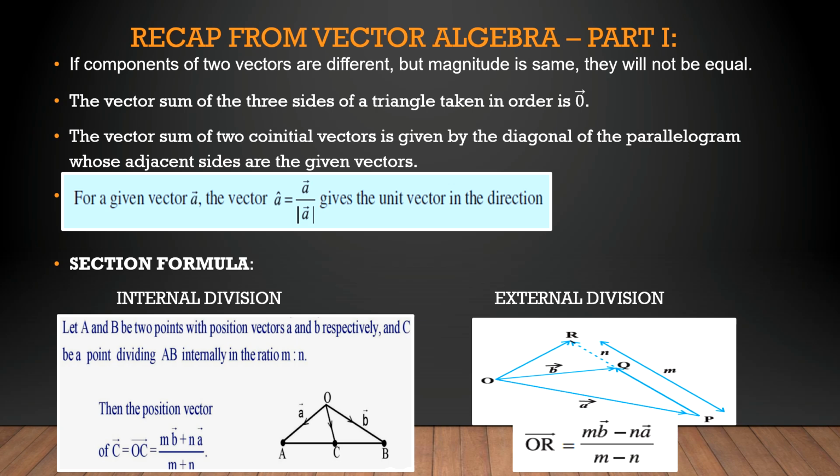We have already studied that for a given vector A, the vector A cap, which is the unit vector, is given by the vector upon its magnitude. And the second thing we have already studied is the section formula, when a vector divides a line segment joining two vectors in internal ratio and in external ratio.